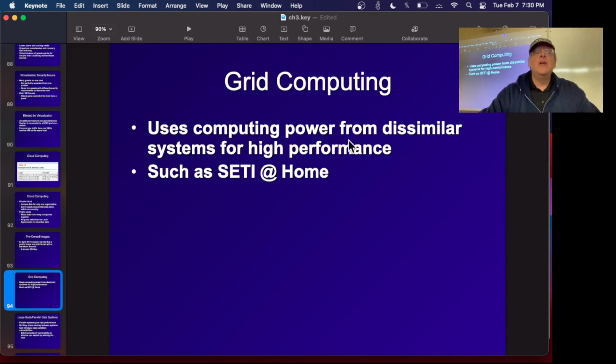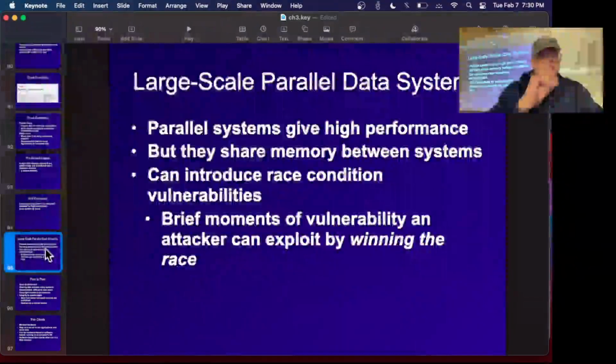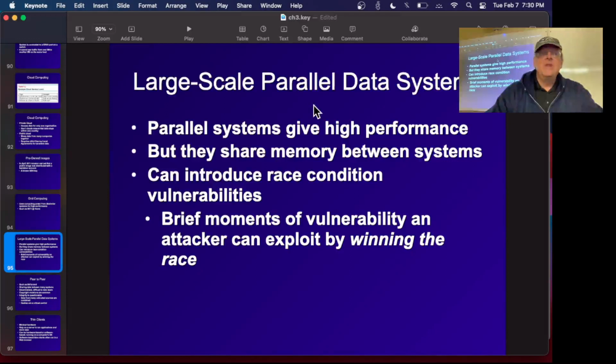And then there's grid computing, another system where you combine machines that are different hardware and even different operating systems all to work together on something like SETI at home or folding at home. You can arrange to make a cluster of non-identical machines working on the same problem, but that of course requires some careful coding. Right, so parallel systems give high performance, but they share memory between systems.